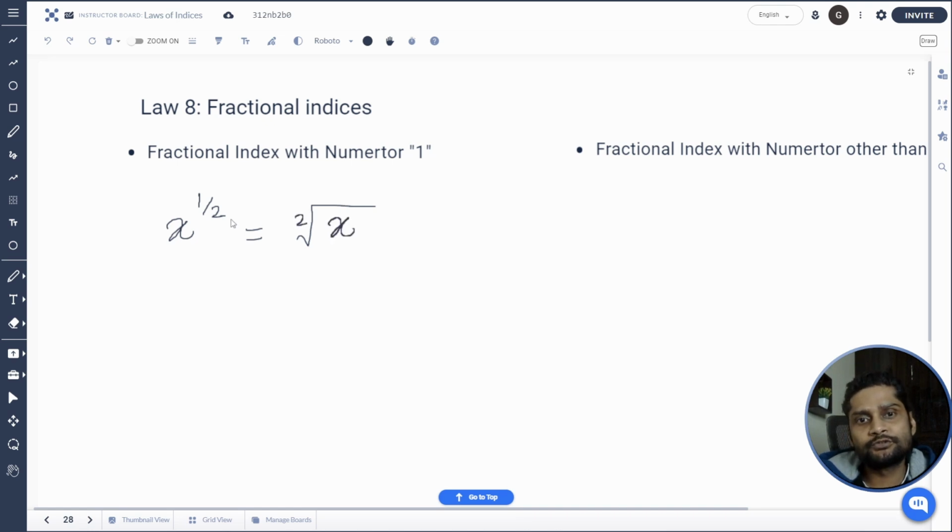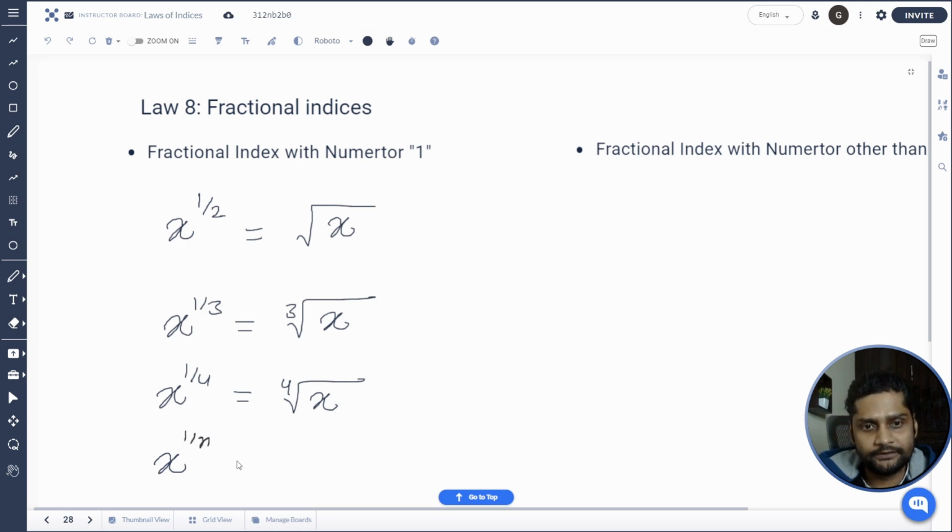Right now we don't write 2 here because it's understood. But let's say we have some other exponent, that is 1 over 3. It can be written as third root of x or cube root of x. Suppose it's going to be 1 over 4, we can rewrite it as fourth root of x. So in general, students, say if we have x raised to the power of 1 over n, we can write it as nth root of x, means nth root of the base. And that symbol is known as the radical symbol.